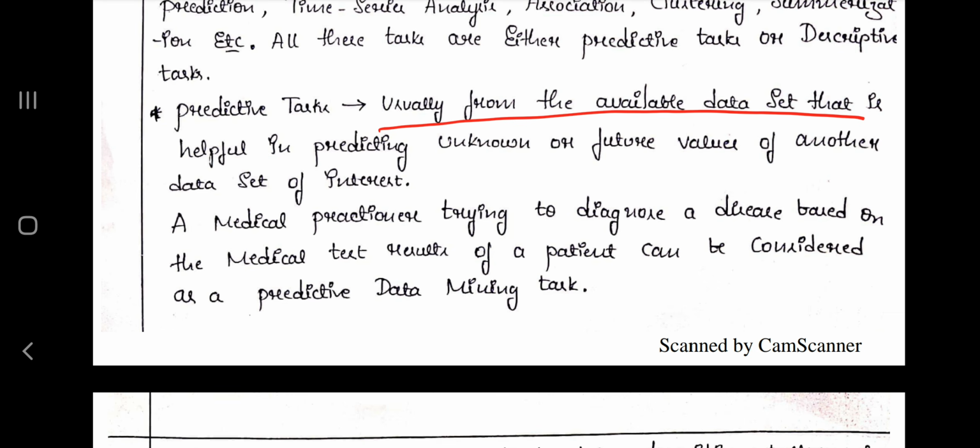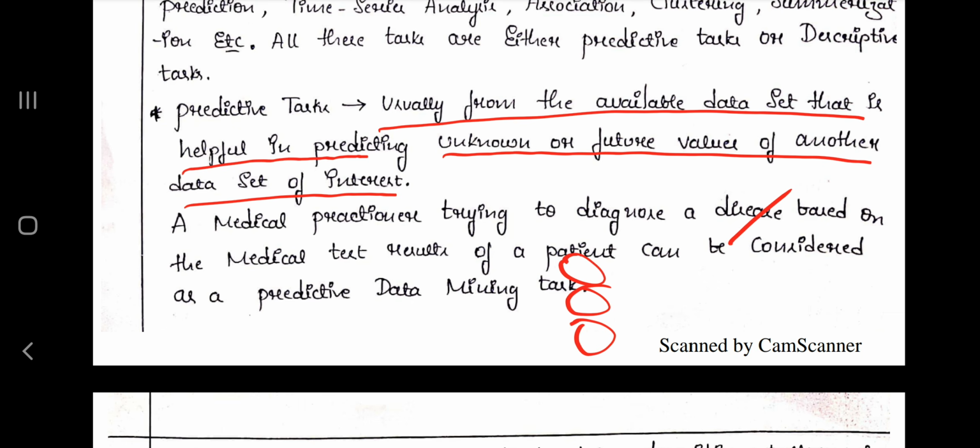Usually, the available data set is helpful in predicting the unknown or future values of another data set of interest. For example, if you have the prices of the houses present here, and if you build a new house in some particular area, based on the given information you can predict at least what the value could be of this house.